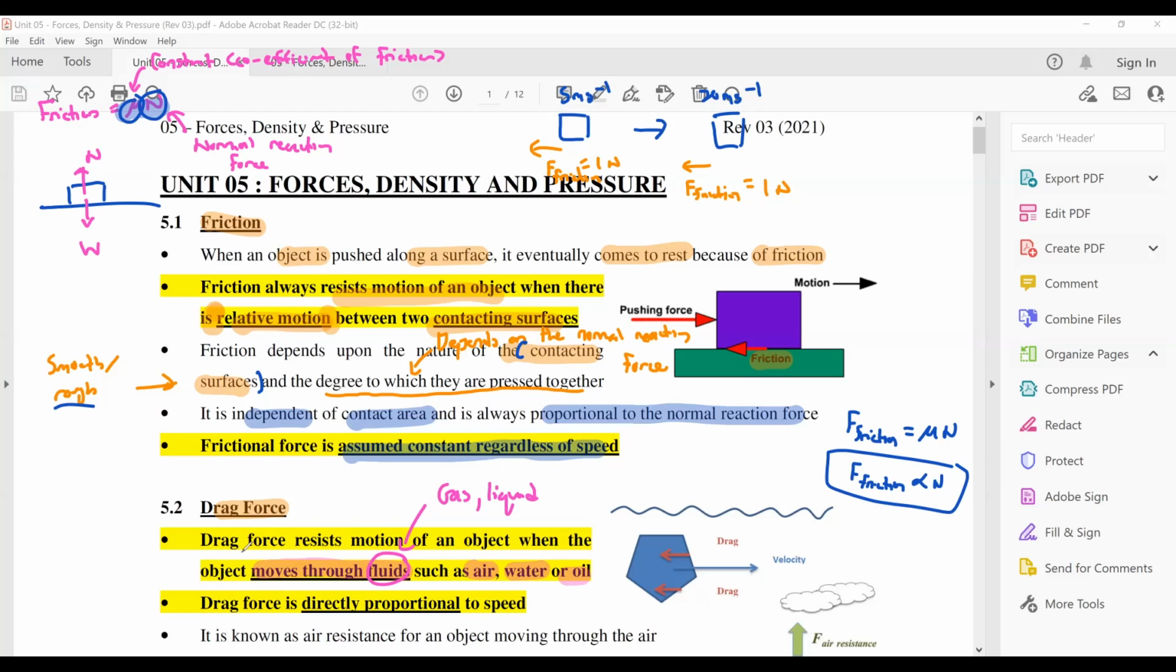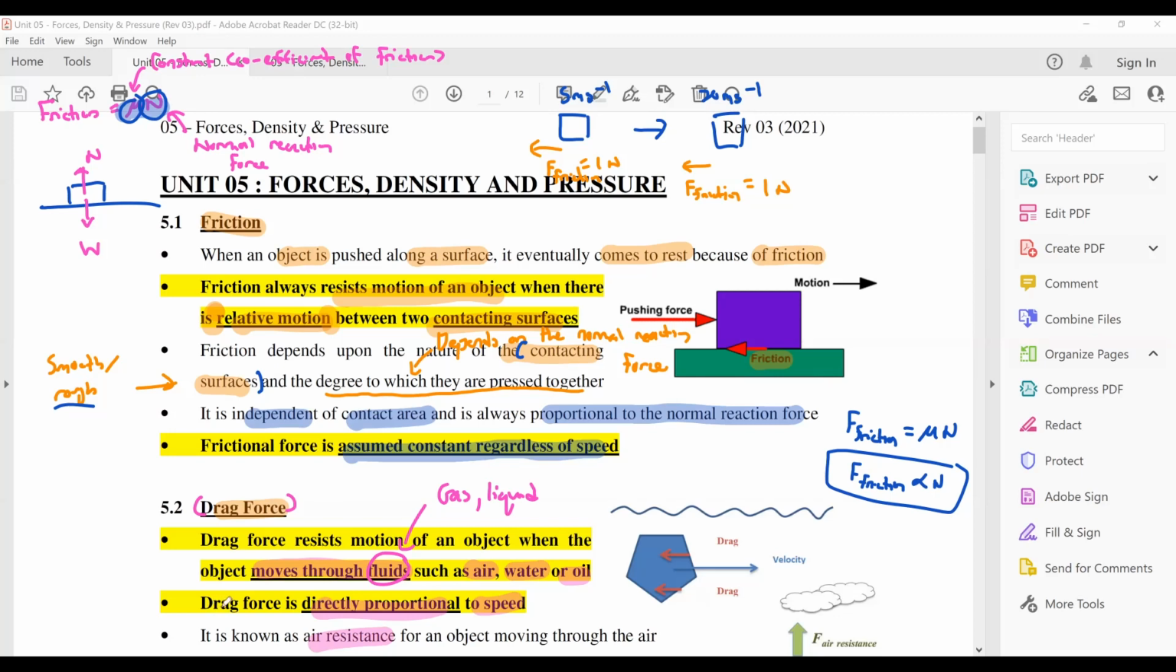That one isn't called friction. That one is called drag force. Here, what we will tell you is that drag force is directly proportional to speed. It is not constant. It will change with speed. Air resistance is actually a form of drag force.